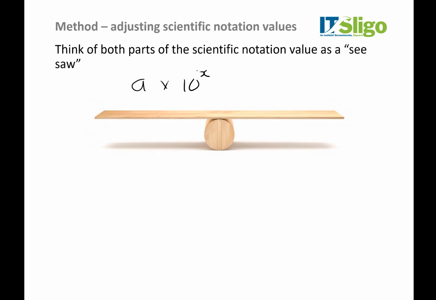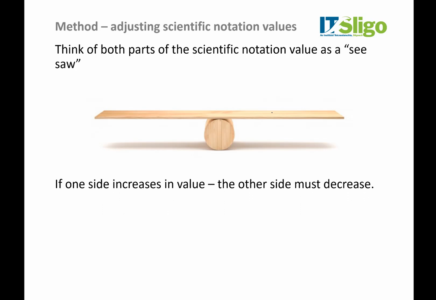But if you see them as a seesaw, so it's a by 10 to the power of x. So if this side needs to get bigger in value, this side needs to go up, then the other side needs to come down in order for the number to stay balanced. So I'll just show what I mean with a few examples.